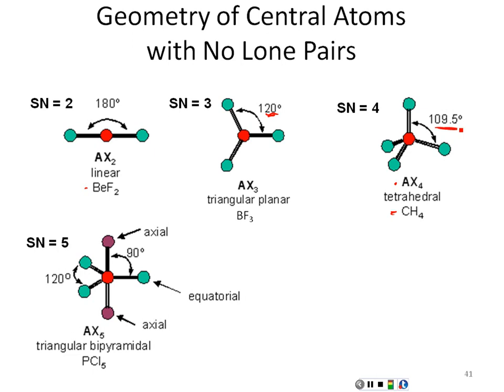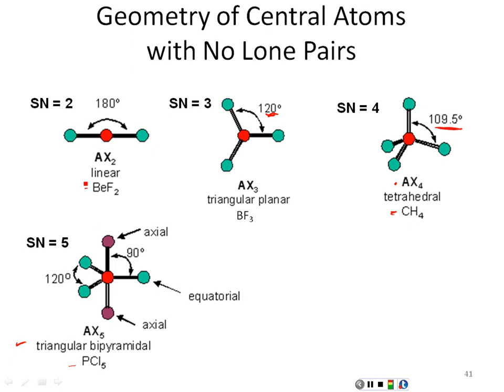Moving up to a steric number of 5 now, the formula would be AX5, and this is called a trigonal bipyramidal molecular geometry. An example of this would be phosphorus pentachloride. And now you can see that there are different atoms when we talk about the outside atoms that are bound to the center atom.